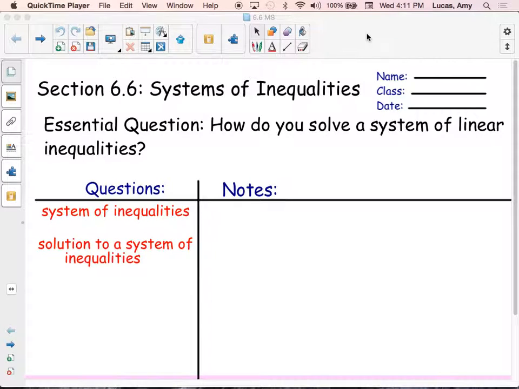Lesson 6.6, Systems of Inequalities. Our essential question is, how do you solve a system of linear inequalities? A system of linear inequalities is our first vocab word, and what that means is that there's more than one inequality.